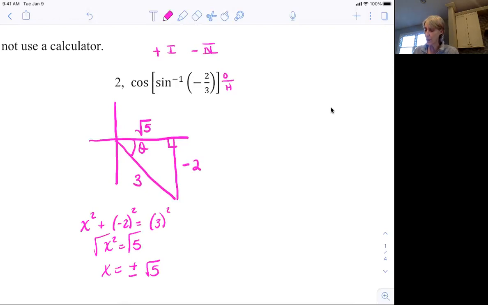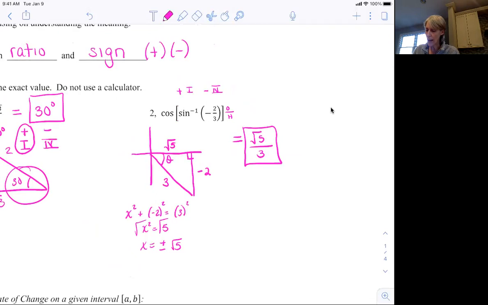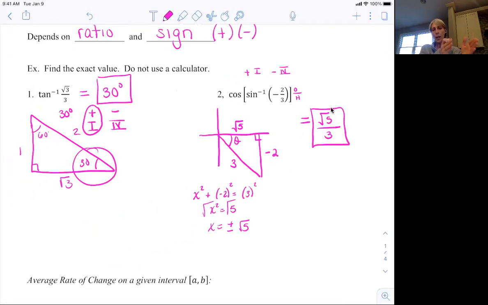So if I want to set up the cosine of this angle, all I have to do now is work off of my triangle. The cosine of this given angle here is going to be adjacent over hypotenuse, or radical 5 over 3. Okay. So I went back and reviewed an example of something where you work off the triangle, and an example of something where you have to come up with your own triangle.